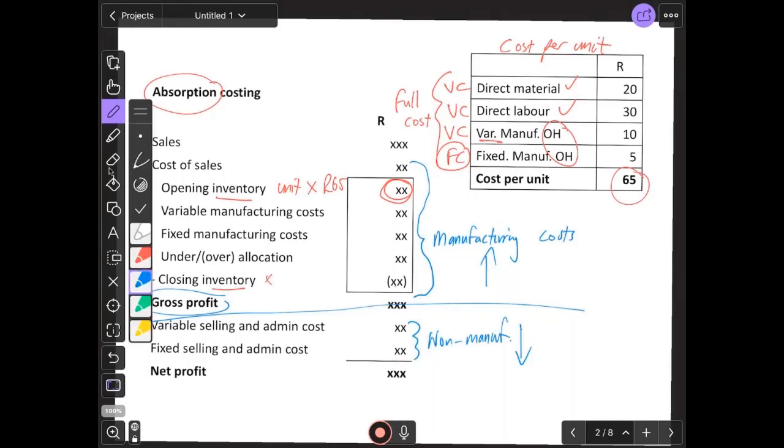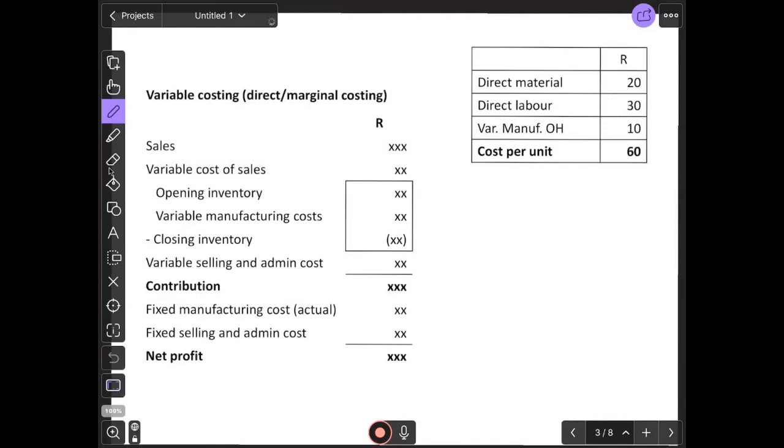How is this different? You can see overall it looks very similar. I've got a question here. Let's just see.